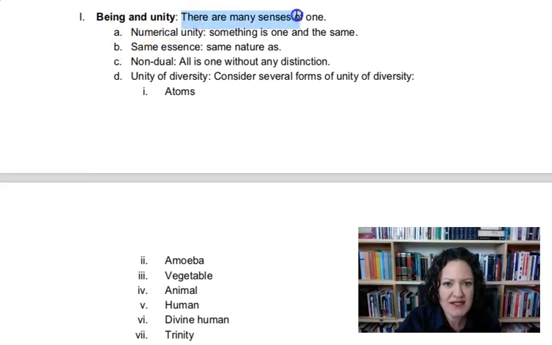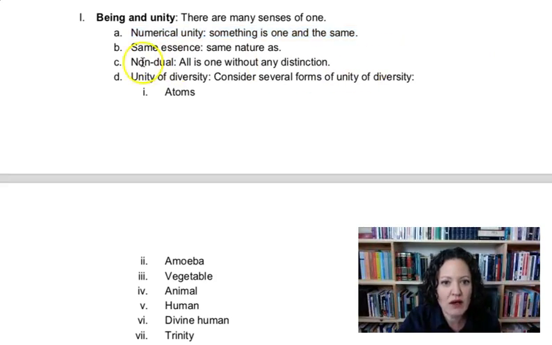So it says there are many senses of one. Here we have 6 senses, well, maybe more. Okay, numerical unity is that something is one and the same. This is kind of like identity. It is what it is. It's one and the same. Pencil is pencil. Okay? That's maybe the easiest form of one.